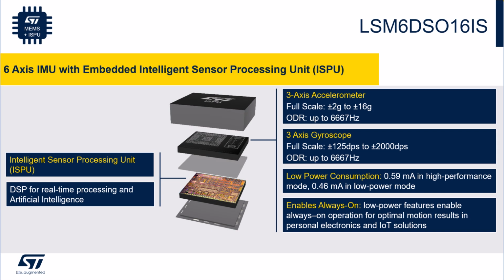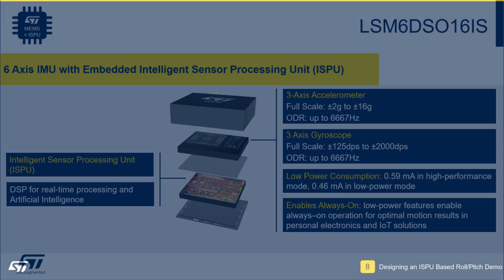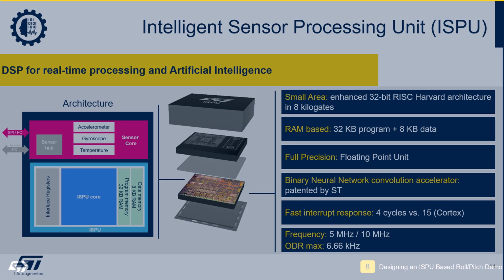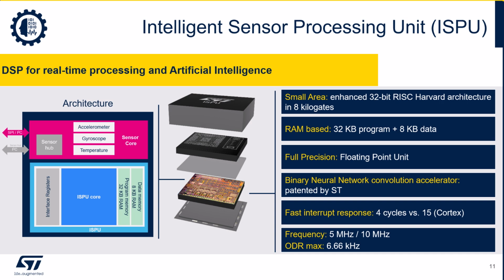The LSM6DSO16IS is a system in package featuring a high-performance 3-axis digital accelerometer and 3-axis digital gyroscope. It also embeds an ISPU, or Intelligent Sensor Processing Unit. The ISPU is an ultra-low power, high-performance programmable core with high computational efficiency. It can execute signal processing and AI algorithms on data from the sensors.